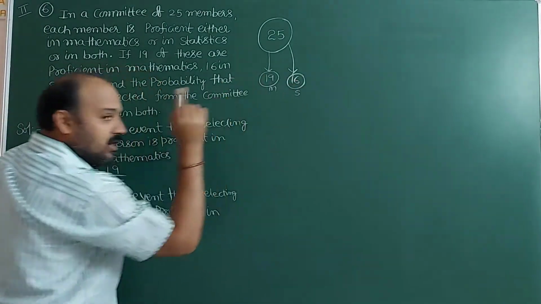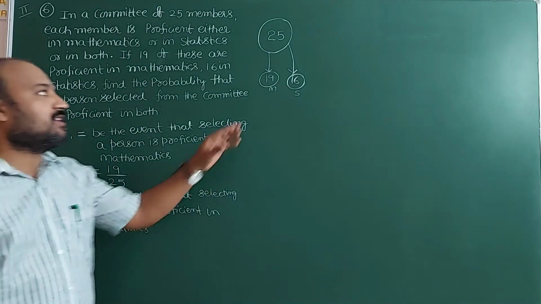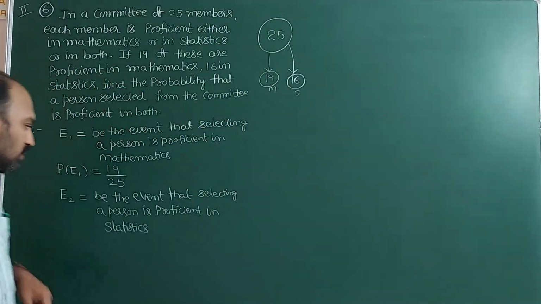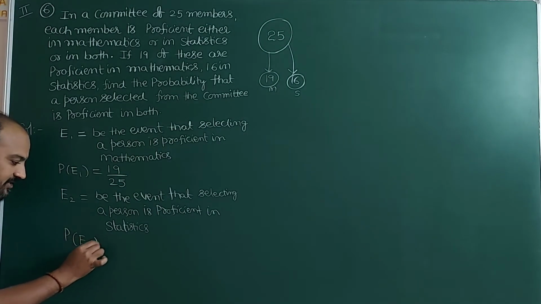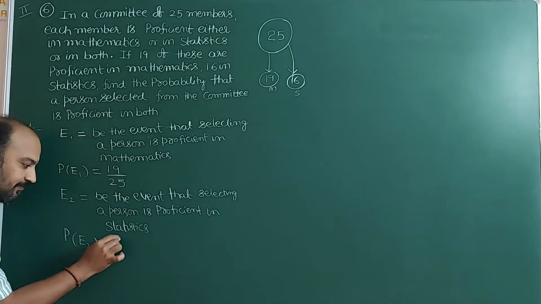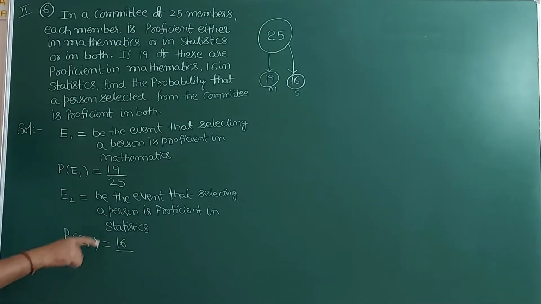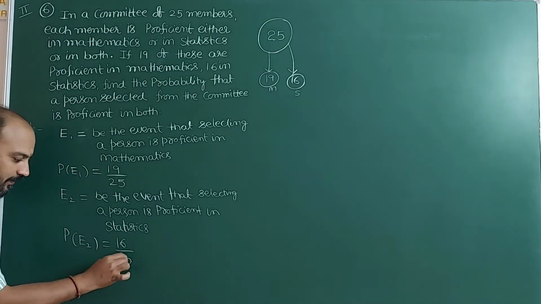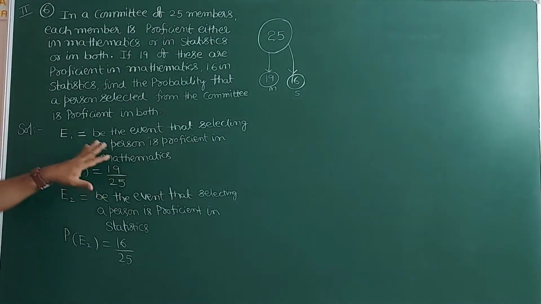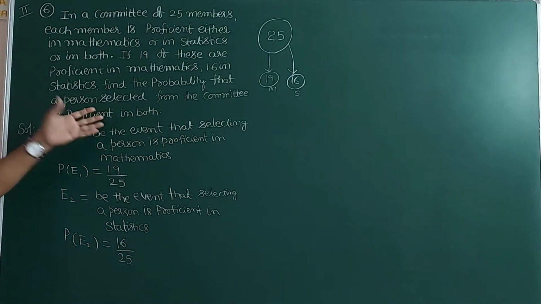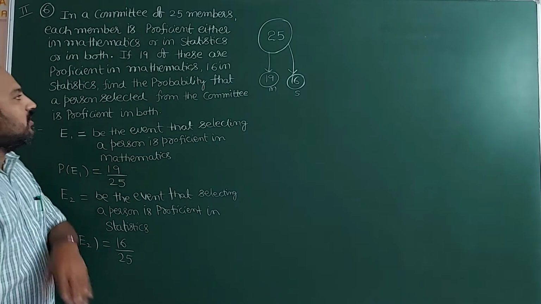So out of 16, one person can be selected, and out of 25 also, one person will be selected. P of E2 is equal to 16C1 by 25C1, that is 16 by 25. So selecting the probabilities, selecting the person from mathematics and statistics is over.